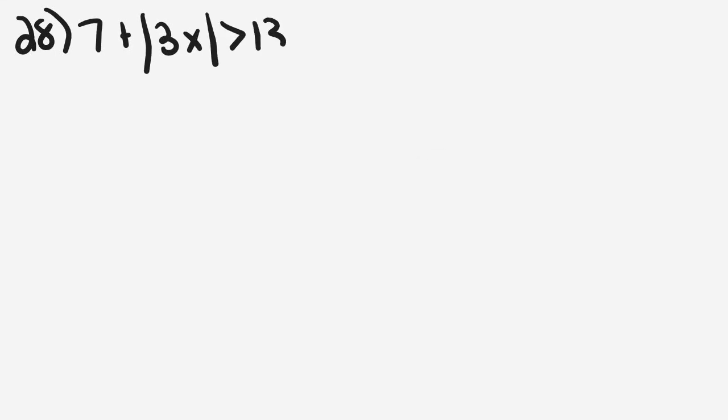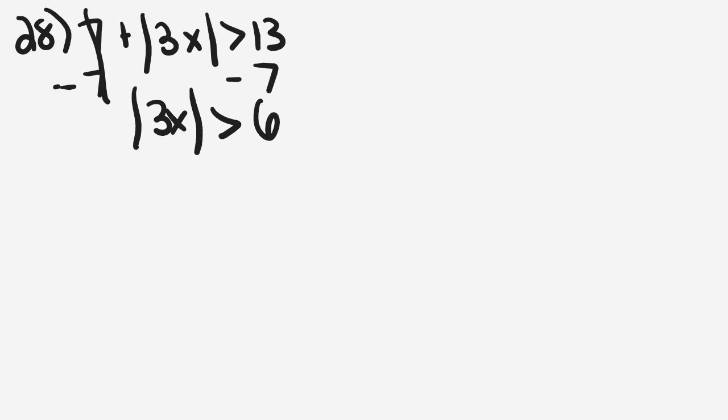All right, 28. We have 7 plus 3x greater than 13. We want the little house by himself, so let's move that 7. 3x, 13 minus 7 is going to give us 6. All right, now the little house is by himself.